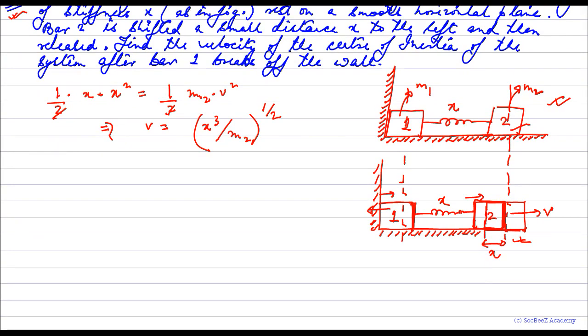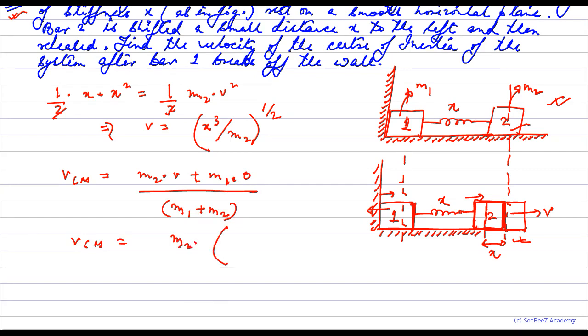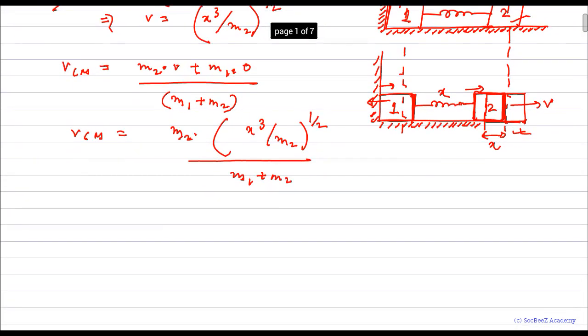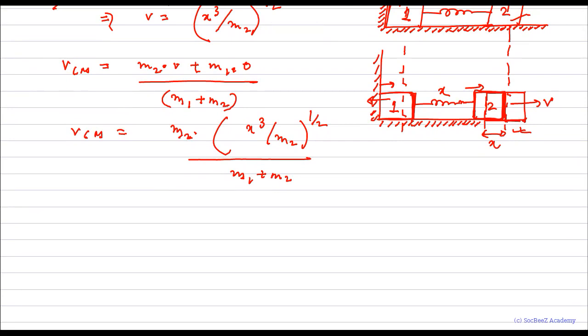So I need to find out the velocity of the center of inertia. The velocity of the center of inertia is going to be m2 into v plus m1 into 0, because initially when the bar of mass m1 is about to lose contact with the wall, it is going to have 0 velocity, upon m1 plus m2. Okay, so this gives me v cm as m2 into (x upon m2) to the power half, times x, upon m1 plus m2. Okay, so v cm turns out to be x into (x m2) to the power half upon m1 plus m2.